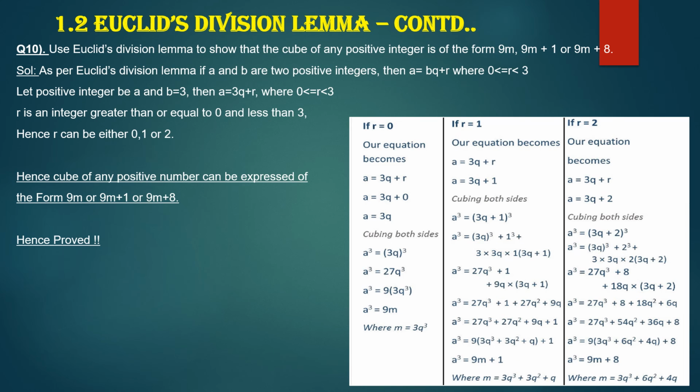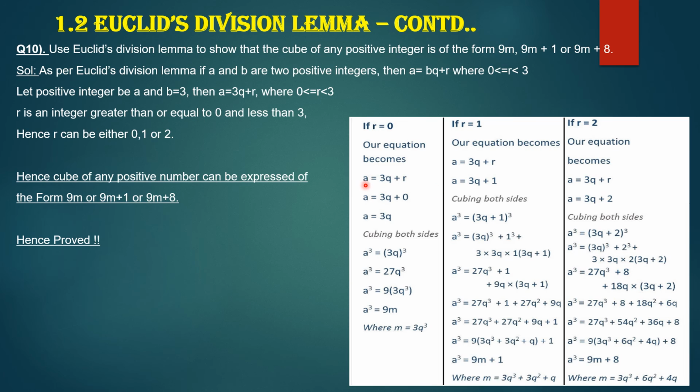We are on the last question of this slide. In the previous slide, we learned about the square of any number, but in this slide we'll learn how to show the cube of any positive integer is in the form of 9m, 9m plus 1, 9m plus 8. Again, we consider any number as a and b as 3. Then Euclid's algorithm becomes a equal to 3q plus r, and the value of r will be less than 3 but start from 0. So 0, 1, 2. We have three values of r: 0, 1 and 2.